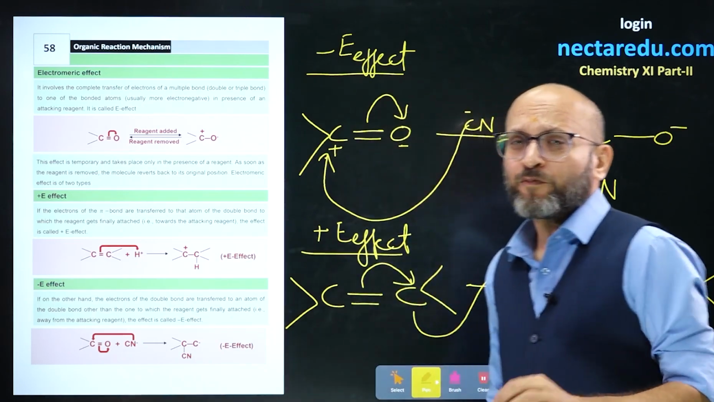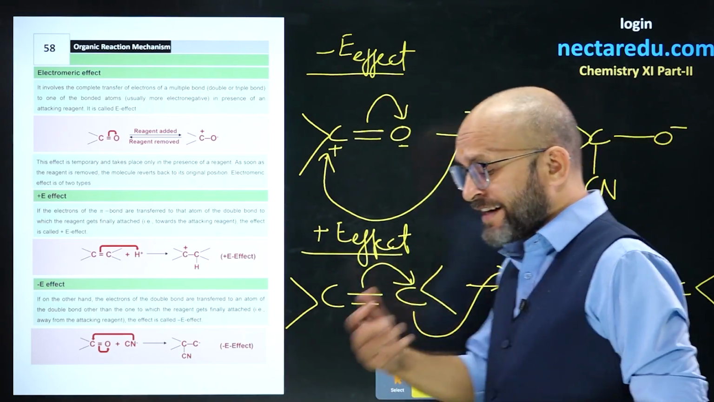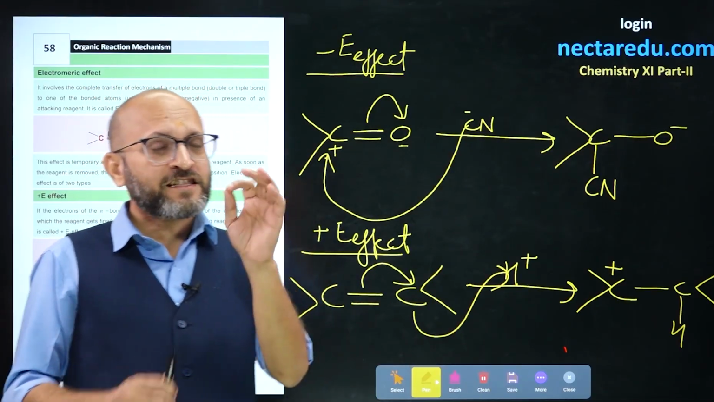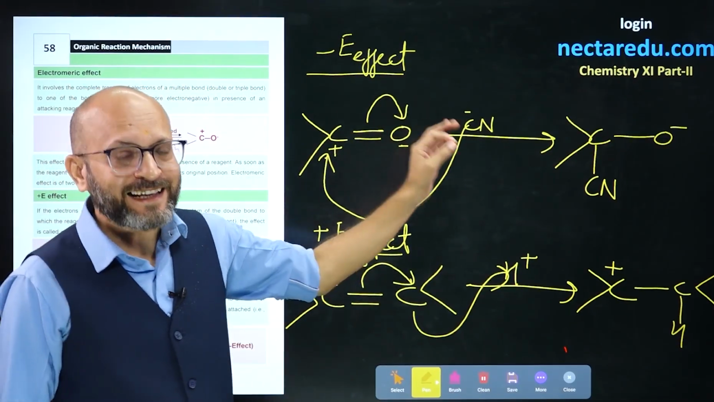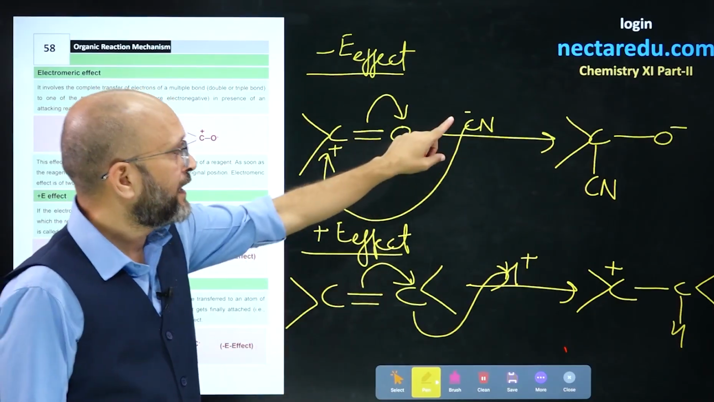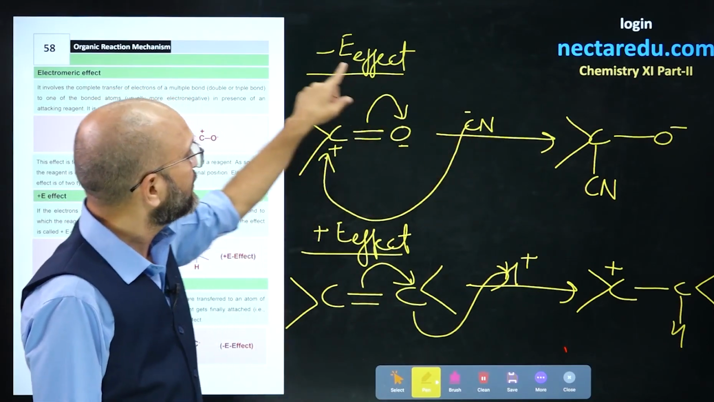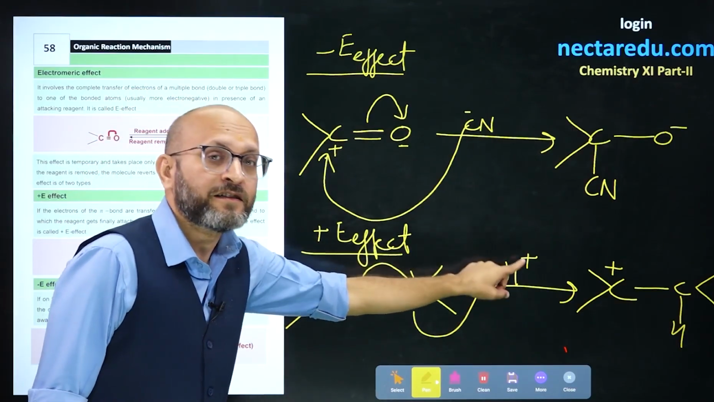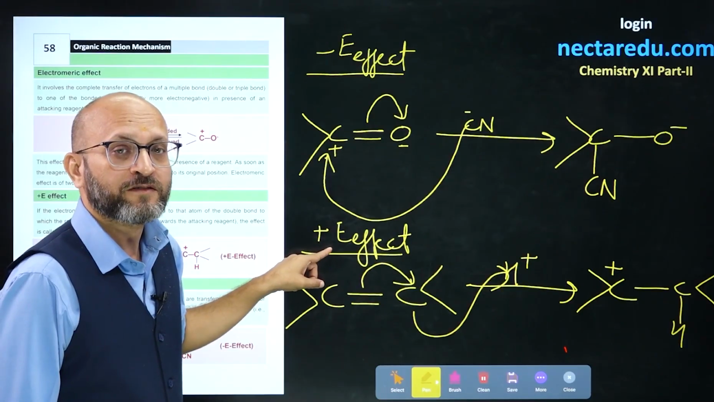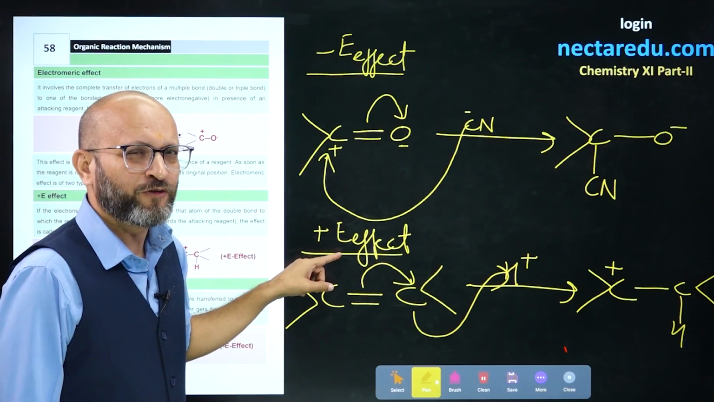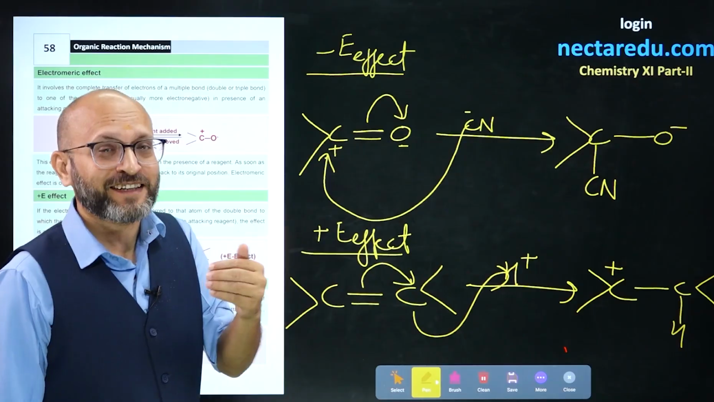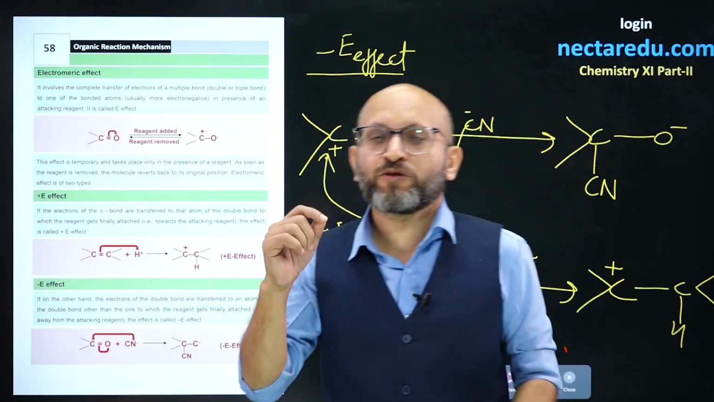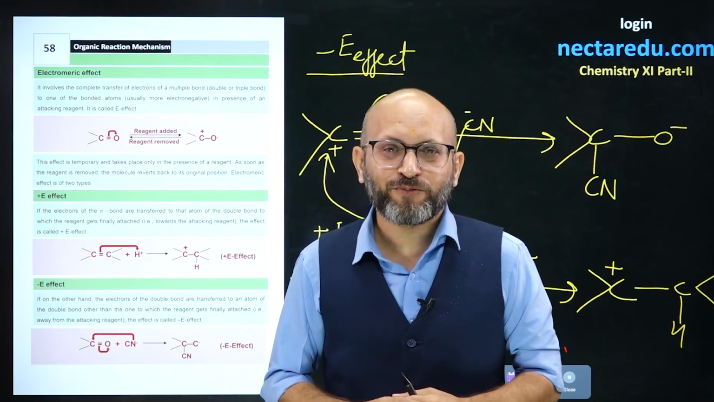I'll give you a very small beautiful trick to remember which is positive electromeric and which is negative. Just remember, if the attacking reagent is negative, it is the negative electromeric effect. If the attacking reagent is positive, the electromeric effect is also positive. Isn't that beautiful? It is a beautiful trick so that you can easily identify whether it is the positive electromeric effect or the negative electromeric effect.